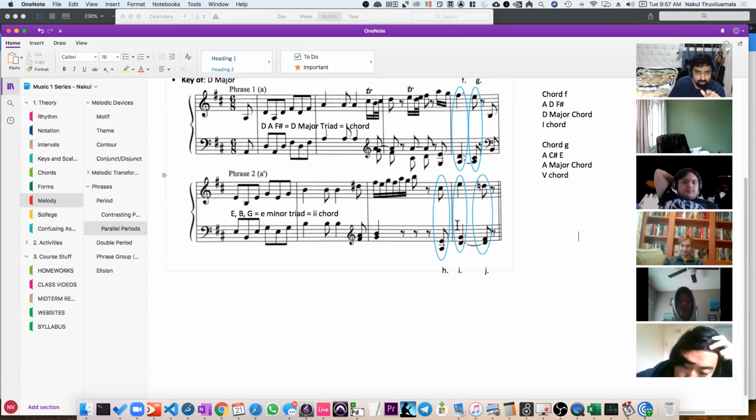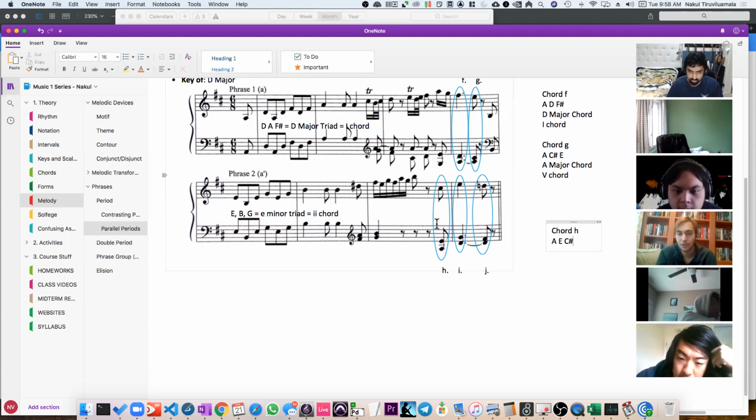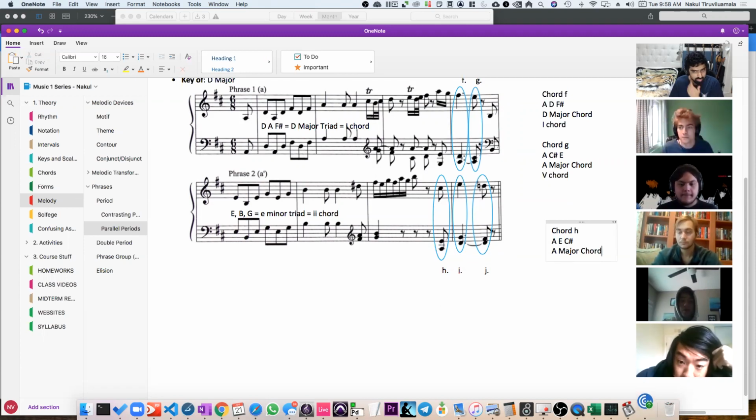All right, so let's analyze chord H. So what do we got? What pitches do we have? Well, we've got an A, we've got an E, we've got a C sharp. Everyone can see that, right? Hopefully you can see that if we rearrange that into a snowman, you get an A major chord, correct? So chord H is really an A major chord, which happens to be the 5 chord.